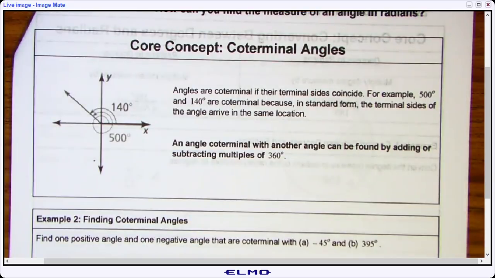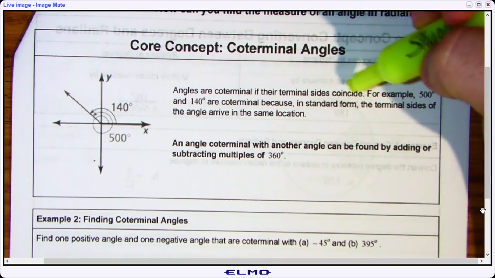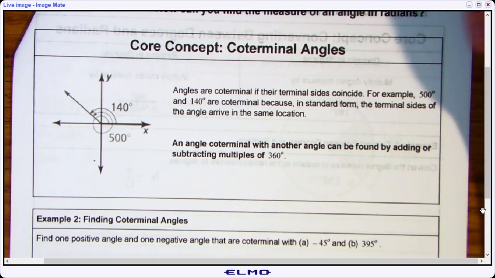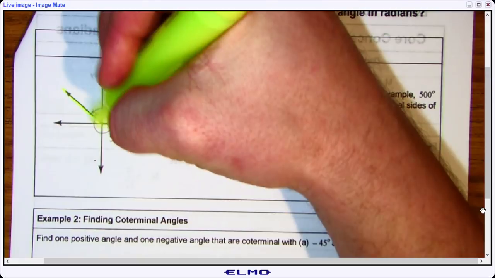Alright, so this video is about coterminal angles. What does it mean for angles to be coterminal? Well, it says angles are coterminal if their terminal sides coincide. So basically, coterminal angles just make the same angle, right?